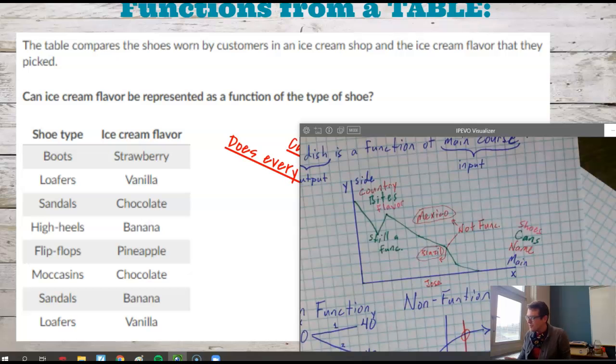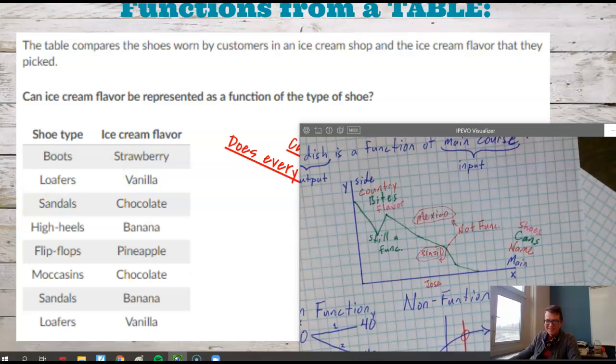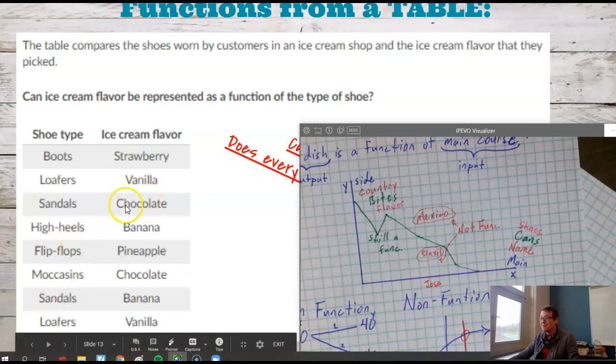No. So first off, the situation's a little crazy, but when we look at our table, actually, Boots is only on here twice, so Boots doesn't break it. If this is not a function, put it in chat. What shoe type breaks this? Ah, yes. Those darn sandal wearers. You can't anticipate what the sandal wearers want, because sometimes sandal wearers want chocolate, and sometimes sandal wearers want banana, and it's just too hard to predict.